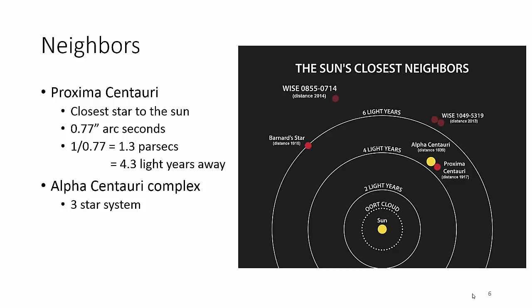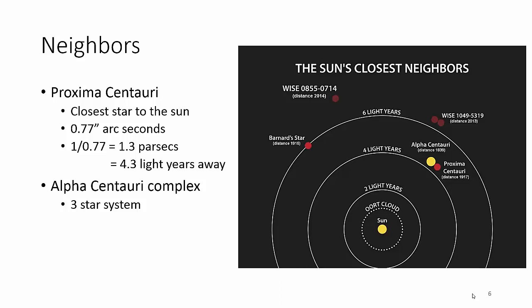All right, so let's look at our little neighborhood. So you've got the sun in the middle, right? And then a lot of stuff between the sun and the Oort cloud. We've talked about everything that's in there. We've talked about all that in pretty good detail.